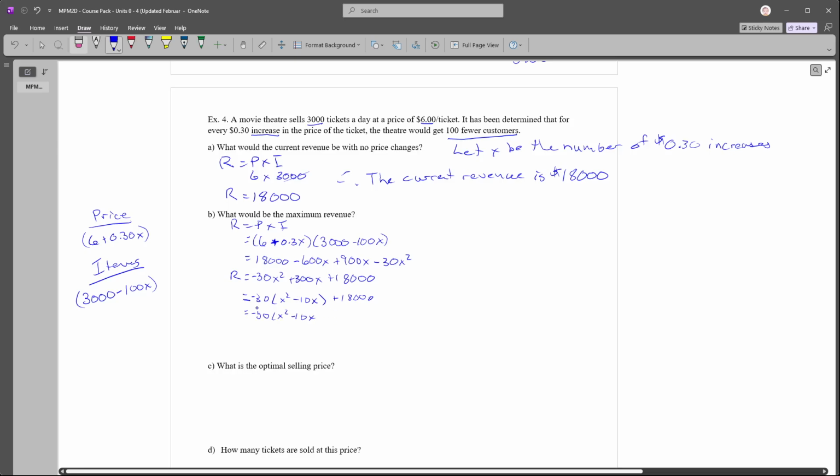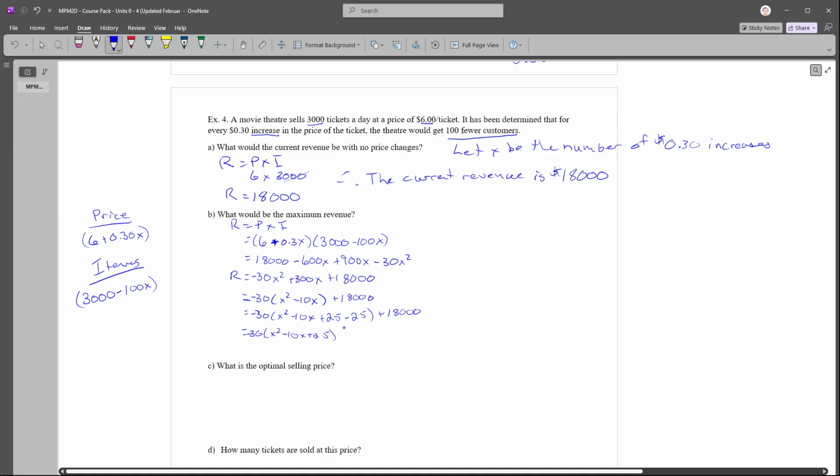And now we have to, there we go. Half the second term, so 10 divided by 2 is 5. And now we're going to square that, so that's 25. So we're going to add 25, and we're going to subtract 25. And then on the outside, we still have our plus 18,000. So now we have negative 30, and that is going to be times x squared minus 10x plus 25.